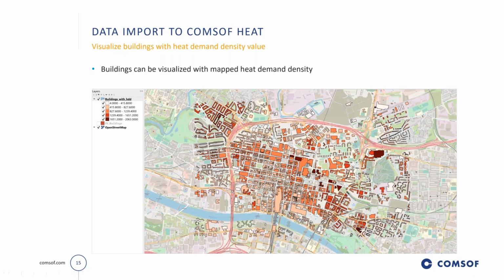So then once we have this data, we can visualize buildings with different heat demand density values. These buildings can be visualized with mapped heat demand density. You can see here these buildings with dark red have higher heat demand densities, and the white colored buildings have lower heat demand density. So you can easily visualize which buildings have high potential to connect to the district heating systems.